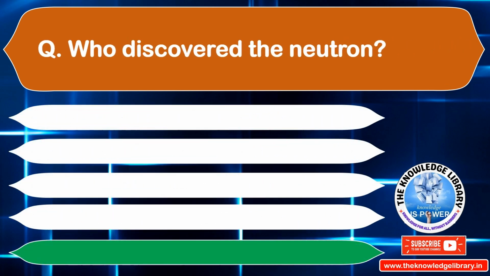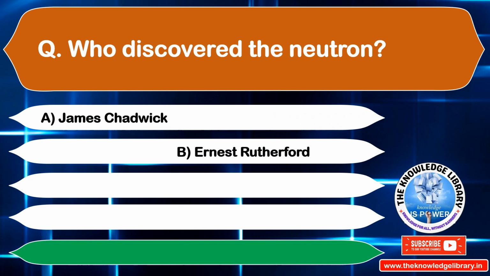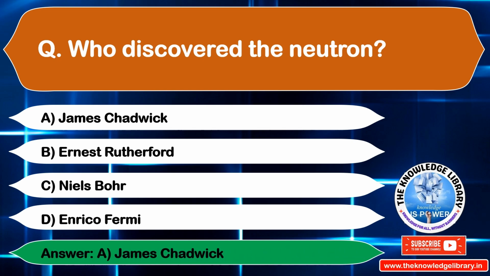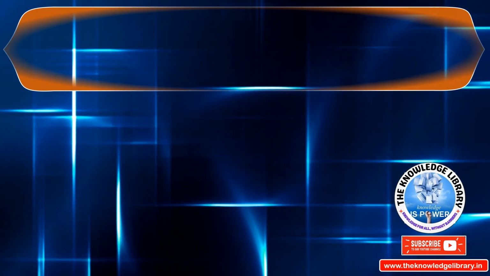Who discovered the neutron? Option A. James Chadwick. Option B. Ernest Rutherford. Option C. Niels Bohr. Option D. Enrico Fermi. The correct answer is option A. James Chadwick. Moving to the next question.